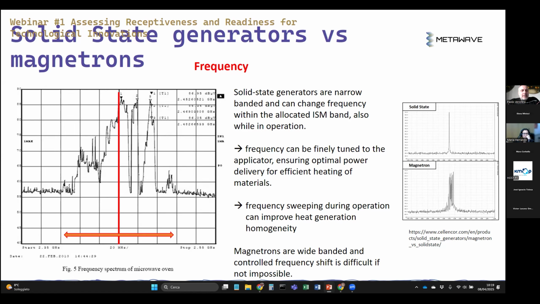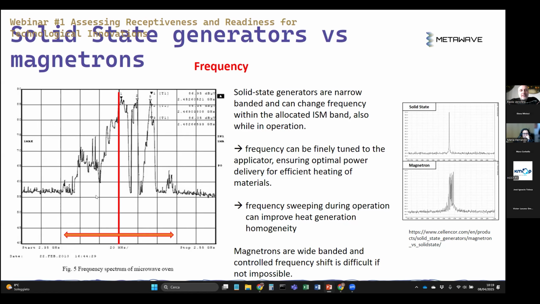Probably if you have a look at the picture on the left, you will notice that we have in black line the spectrum of the magnetron. And here it is a magnetron which should be centered on 2.45 gigahertz, which is one of the ISM frequencies that Said mentioned. But as you can see, it's wide-banded. So the emission is not occurring at only one frequency, but at different frequencies, of course, not that far from the central frequency of 2.45.